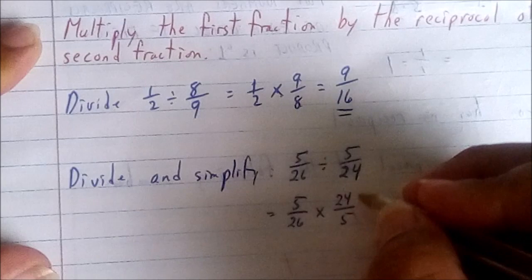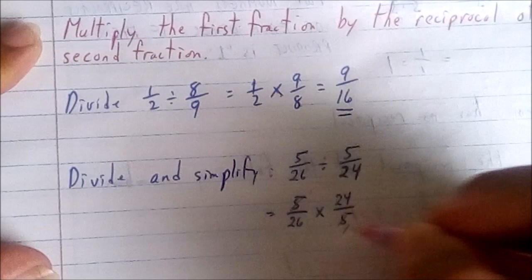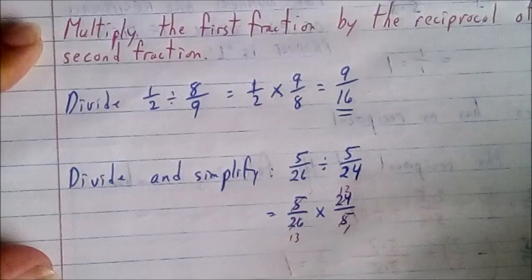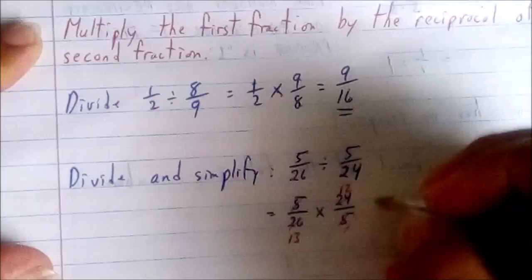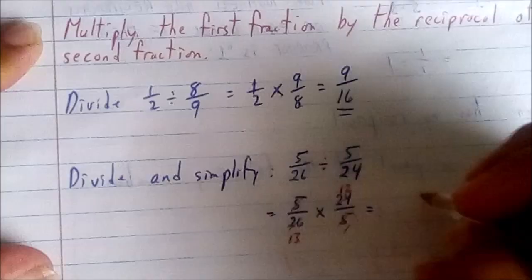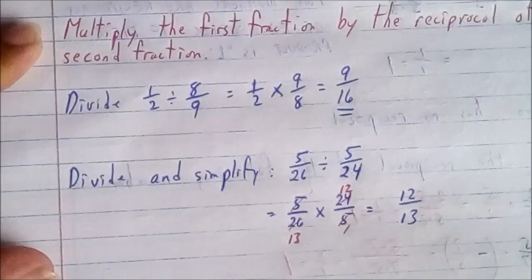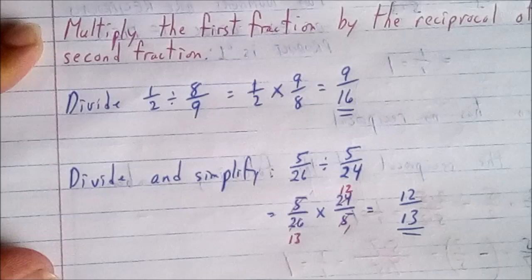Can we cancel anything? Yes, 5 and 5 give 1, cancel out. 24 divided by 2 will give us 12. 26 divided by 2, that will give us 13. So now let me make this 13 a little bit brighter so you guys can see it. 12 and 13. Now we see 1 times 12 gives us 12. 13 times 1, that gives us 13. So that's our solution. So that's all you need to be doing there. Okay, so you can invert them.